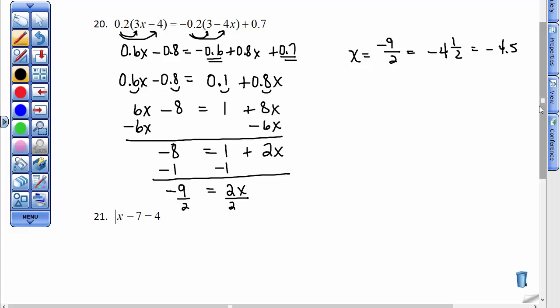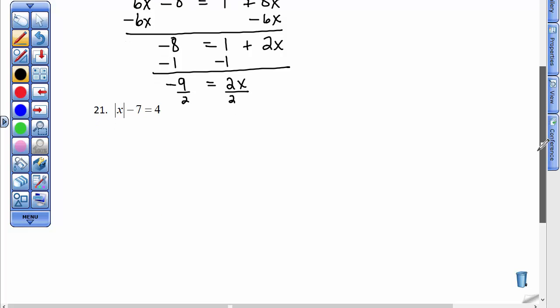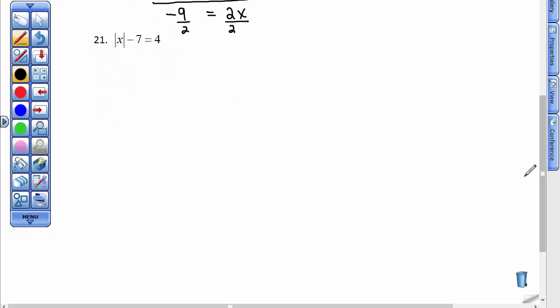Okay, this absolute value equation: challenging, interesting, kind of fun. What we first have to do is get that variable alone. So we'll add 7 to both sides, and we'll have the absolute value of x is equal to the number 11, 4 plus 7.